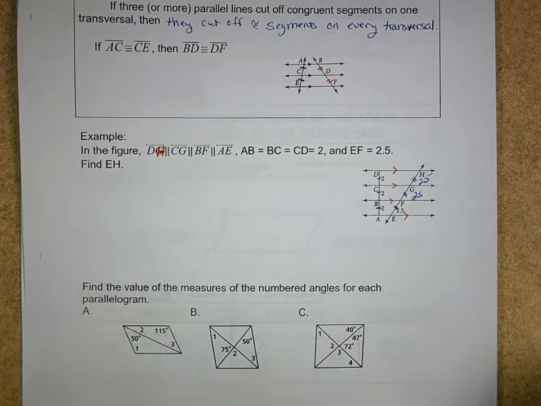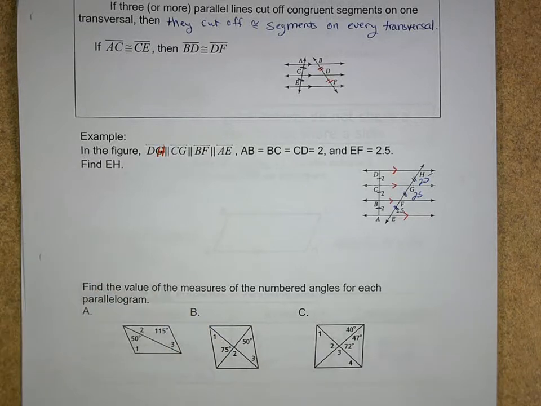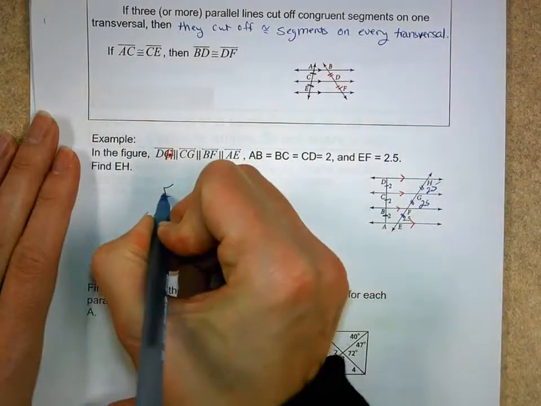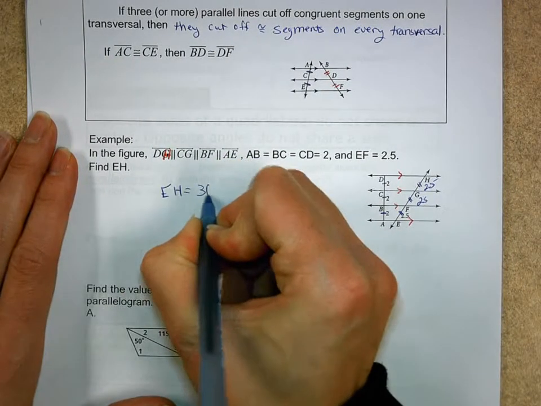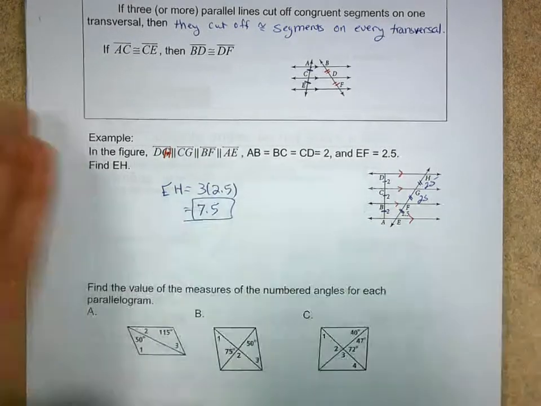Think of it like an egg slicer or a vegetable slicer that does even slices. No matter what angle you slice or you put the vegetable or egg in, it will always slice it evenly. It's kind of that idea. Now, they say, what's the length of segment EH? Well, that's all of those together. So EH is just going to be 3 times 2.5, which is 7.5.